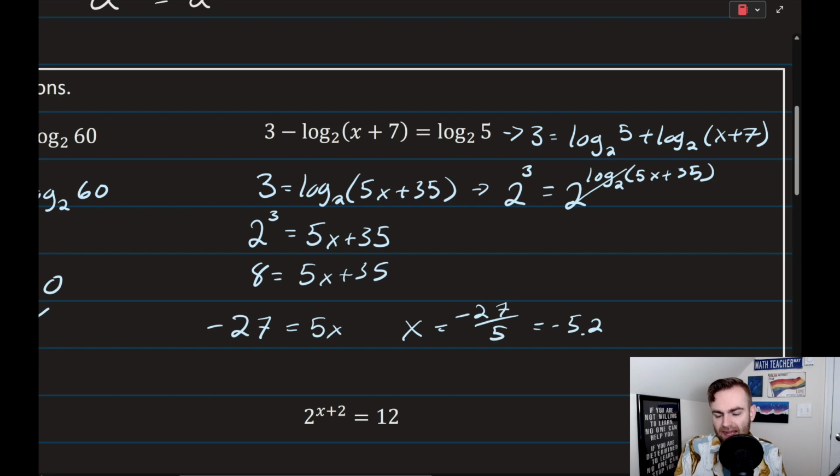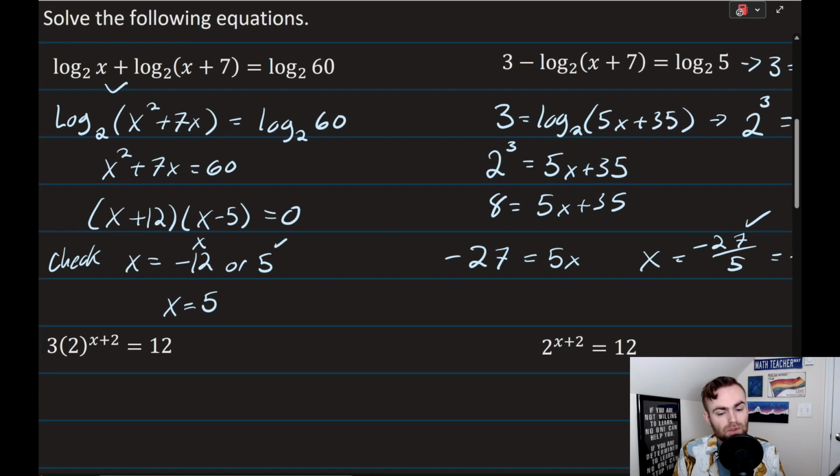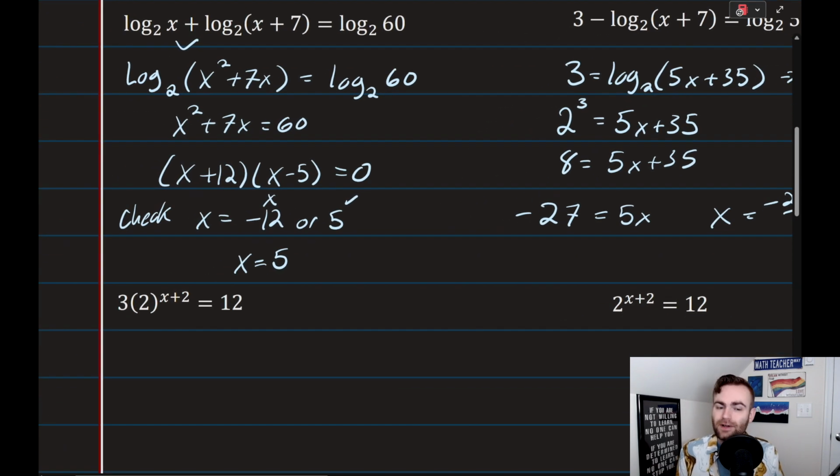The only logarithm that has an argument that has a variable is this one here, and we're fine as long as we're plugging in something that is greater than negative 7, and negative 5.2 is greater than negative 7, so this is a correct solution. All right, so those were logarithmic equations, super fun.